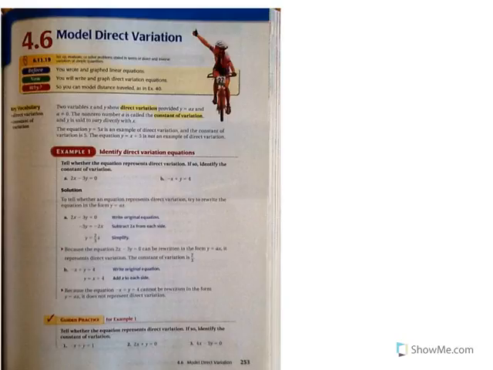Model direct variation. So we're starting on page 253, and what we're going to talk about is this idea of how numbers vary with one another. So that's the example here of the description.